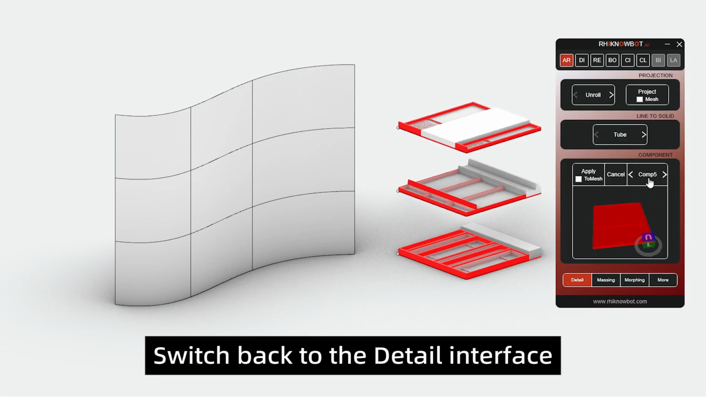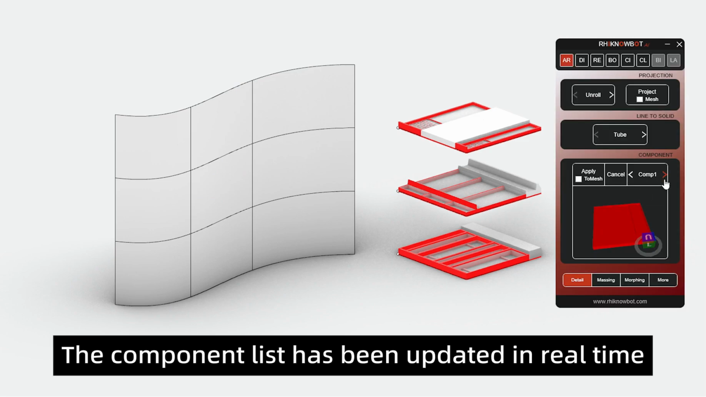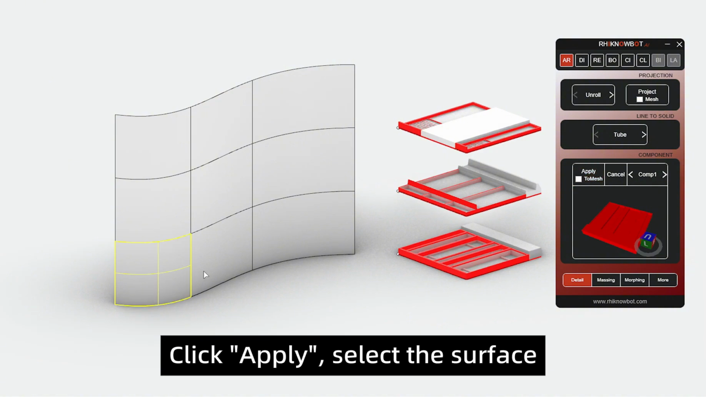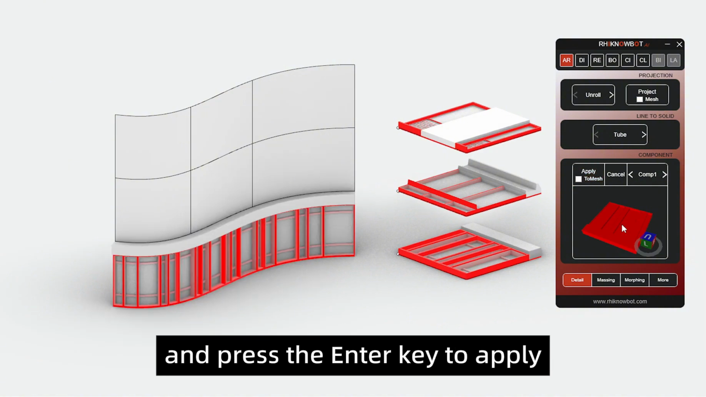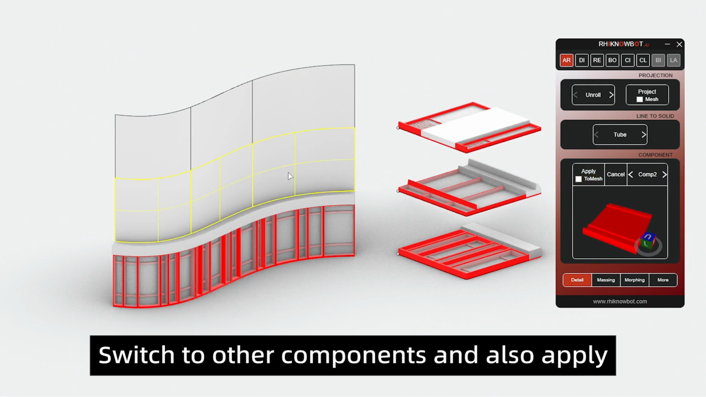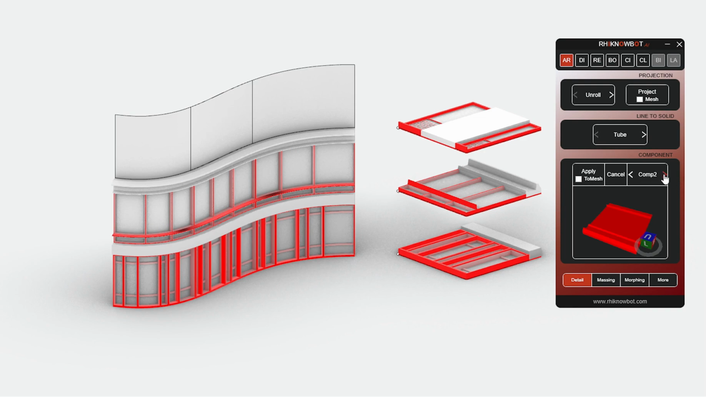Switch back to the detail interface. The component list has been updated in real time. Click Apply, select the surface, and press the Enter key to apply. Switch to other components and also apply.